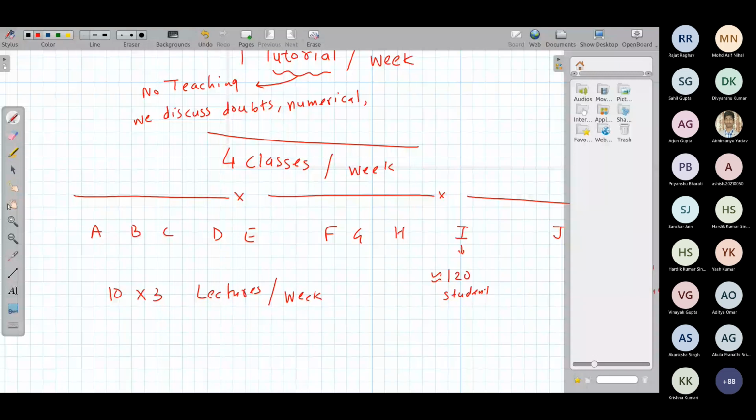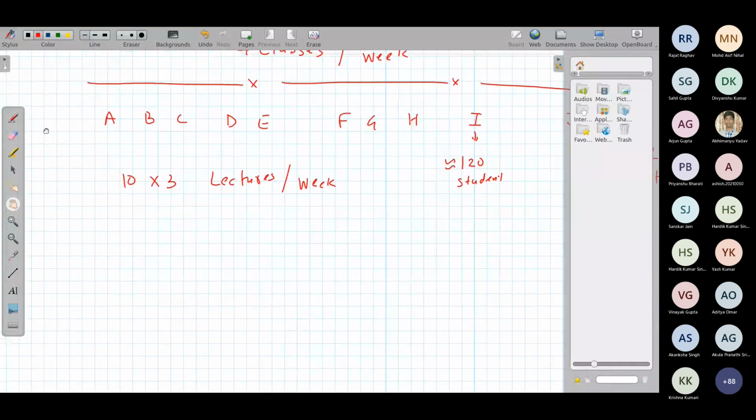But when it comes to tutorials, classes are even more. Why? We divide each group into two parts. So this I is divided into I1 and I2. And both of these groups have roughly 60 students. It means that we have 20 tutorial classes per week overall.